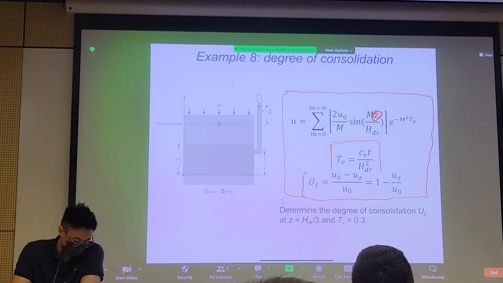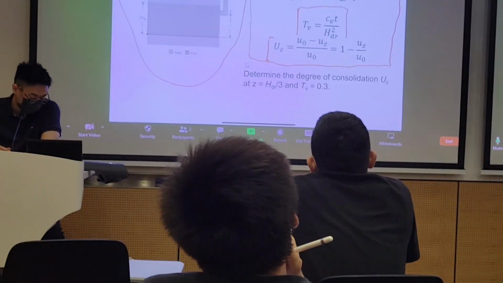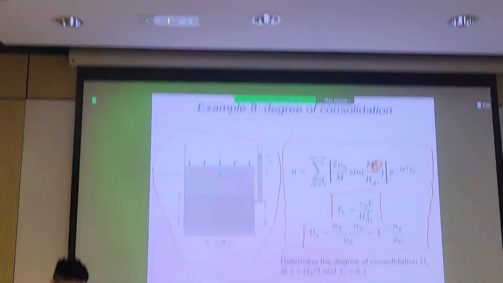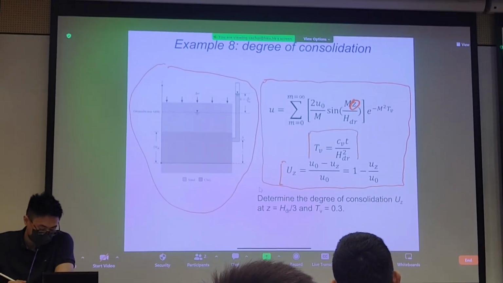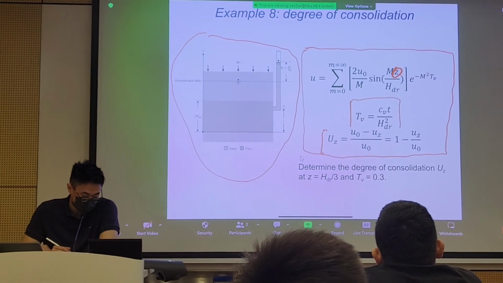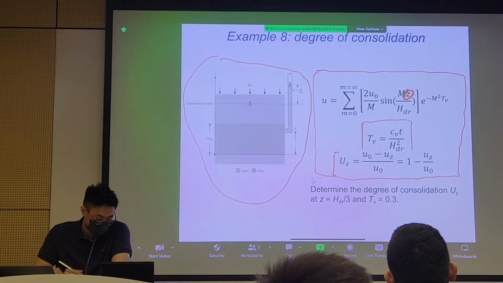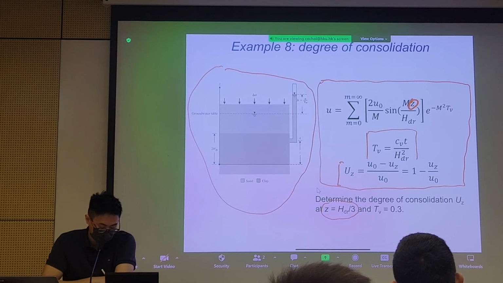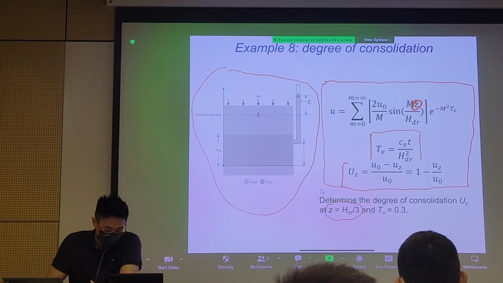So for this problem, we already talked about this. We have some applied total stress to the soil. We have an initial thickness of 2 HDR, and we have a clay sandwiched between sand drainage layers. This question asks us to determine the degree of consolidation at a particular height, at drainage layer height divided by 3, and you're given a time factor.